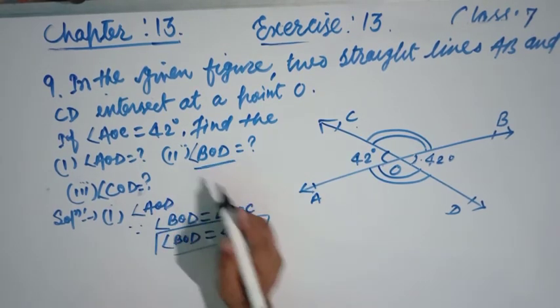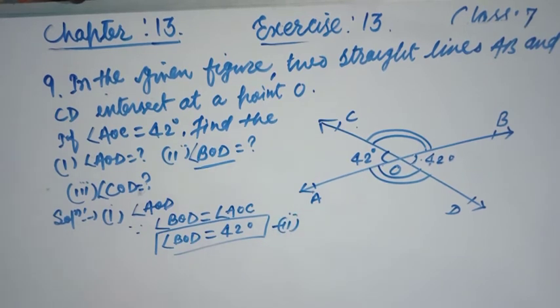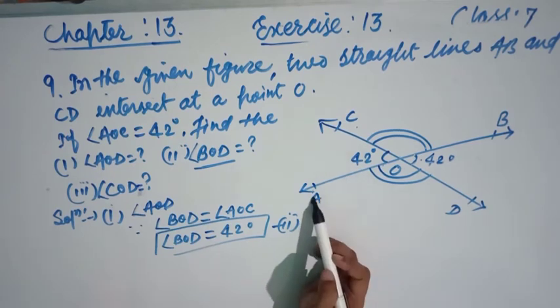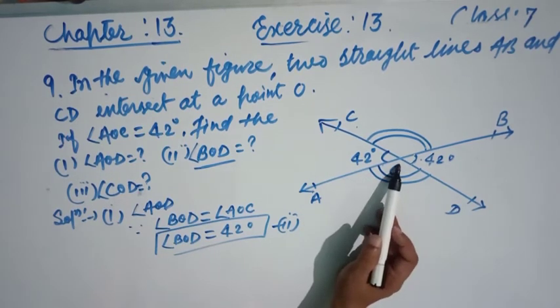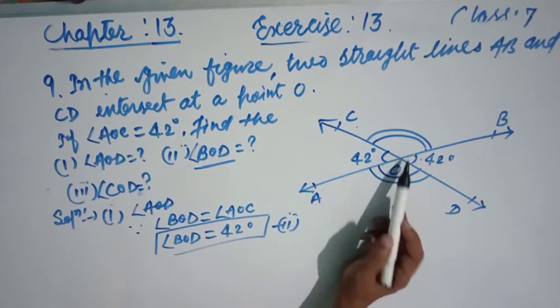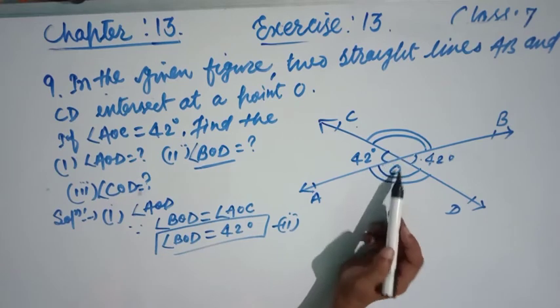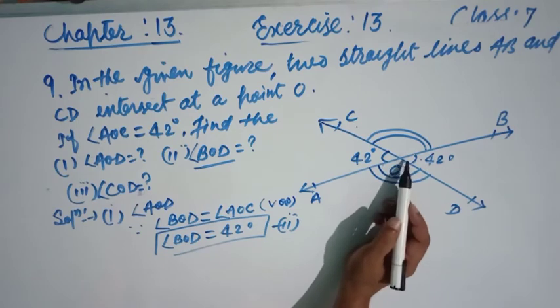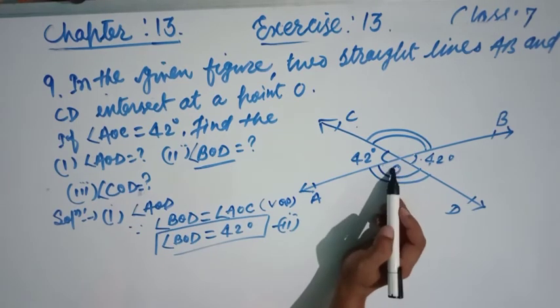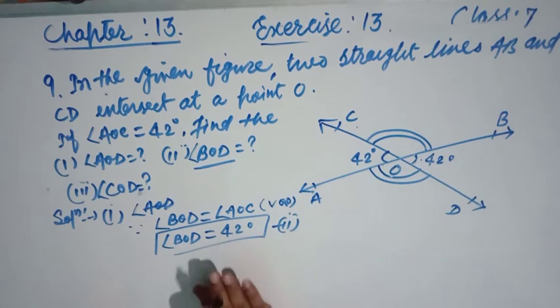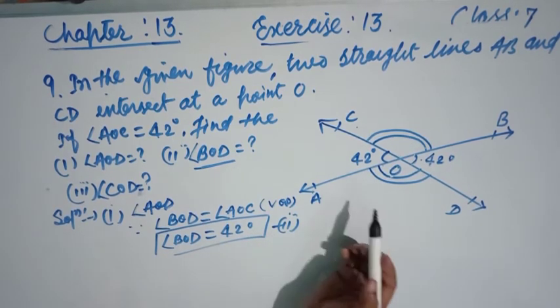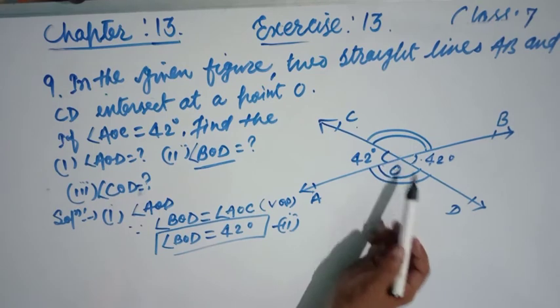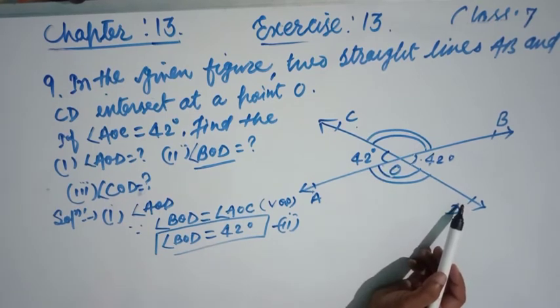Now BOD, this second part is solved. Now we have to find AOD. There are many ways to find it, because these two opposite angles are equal because of vertically opposite angles. This is also a vertically opposite angle. When two lines intersect at a point, the vertically opposite angles are equal. So this is the first answer: BOD becomes 42 degrees.